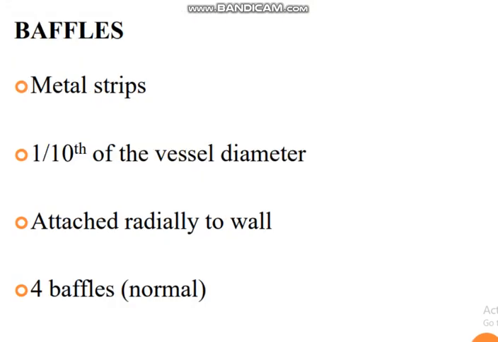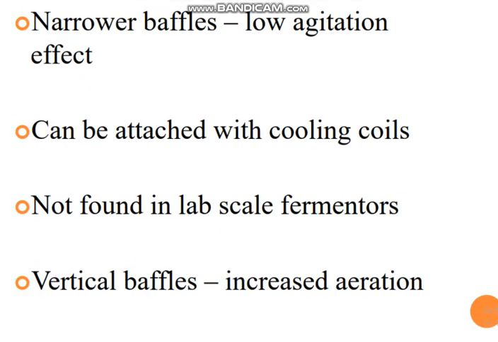Now, talking about the baffles which are used in the fermenters. Basically, these are metal strips, about 1/10 of the vessel diameter, attached radially to the wall, and normally 4 baffles are used in a fermenter. If the baffles are narrower, then there will be low agitation effect, and they can be attached with the cooling coils as well. But this is not found in lab scale fermenters. These are used in industrial scale fermenters.